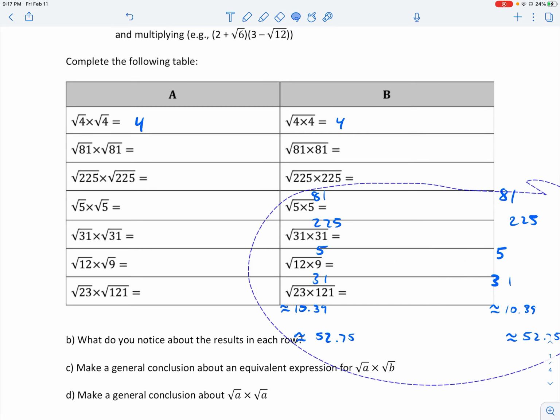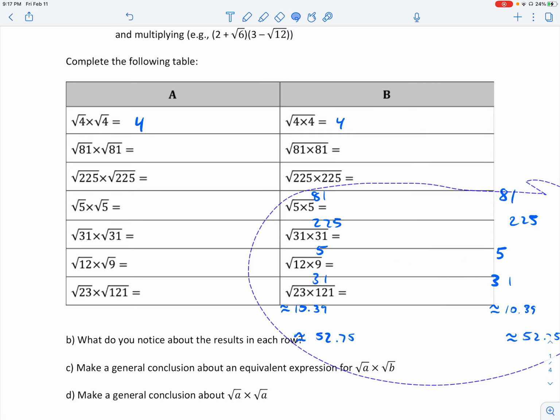Okay, let's do one quick check just to make sure this works. Is 2 root 3 plus 5 root 3, make sure you get out of that root on your calculators too, the same thing as 7 root 3? Yes, we can see it's exactly the same. So that's how we add or subtract radicals.